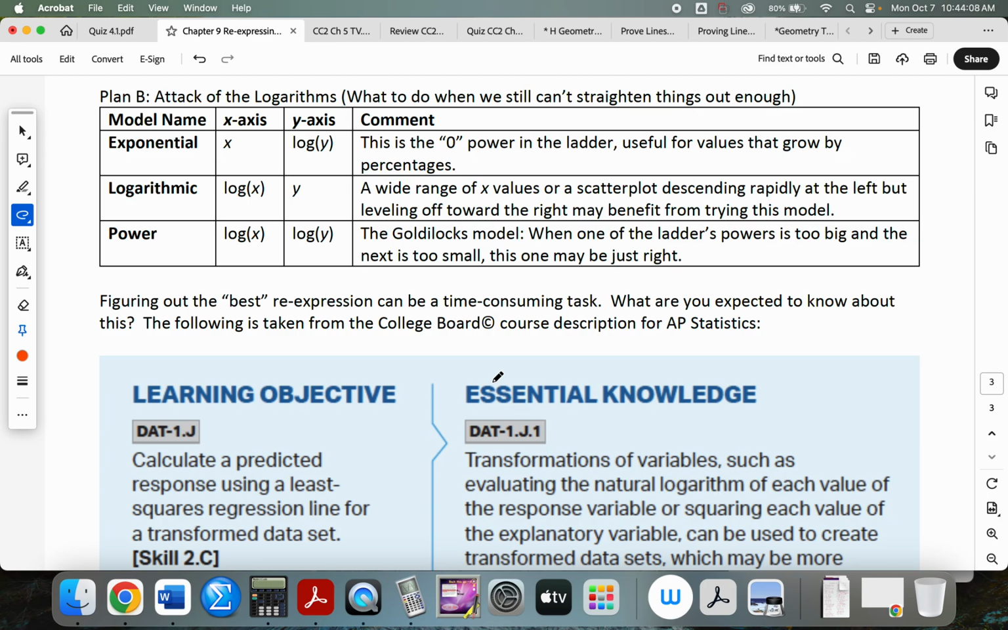So you can take the log of y, you can take the log of x, you can take the log of both of them. And typically we just use the log base 10, right? The common log. I do like their comment. I copied this from the book. This is called the Goldilocks model. When one of the ladder's powers is too big and the next is too small, this one may be just right. Cracks me up.